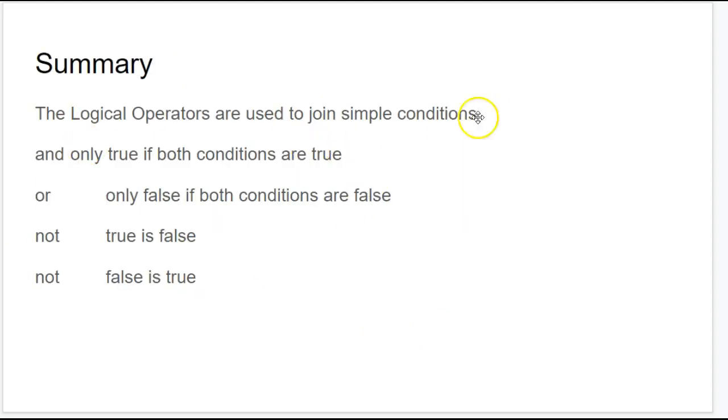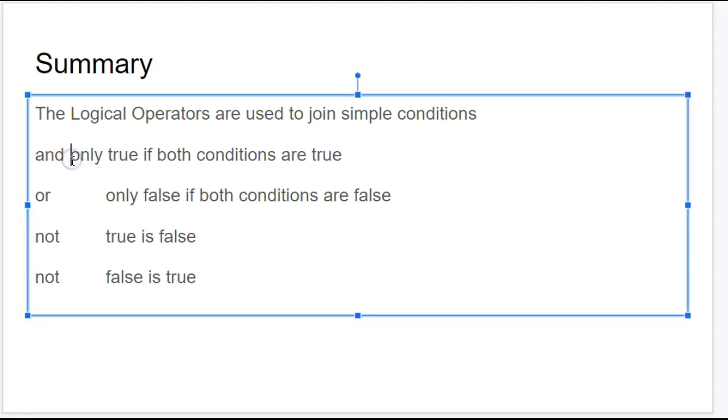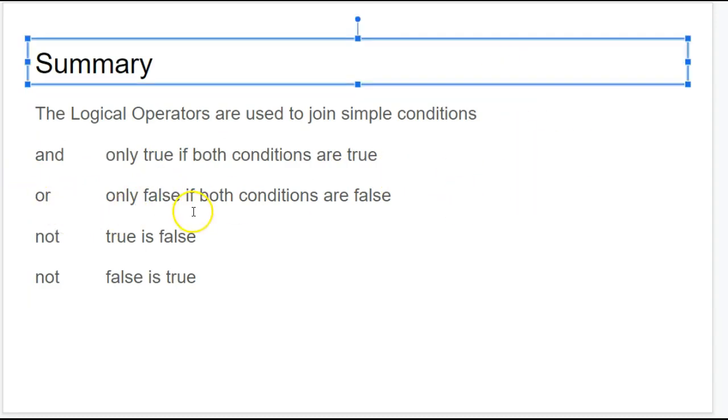And finally, I'm at summary. So in my summary, I'm going to say logical operators are used to join simple conditions, two or more. The AND operator is only true if both conditions are true. The OR operator is only false if both conditions are false. Not true is false, not false is true.